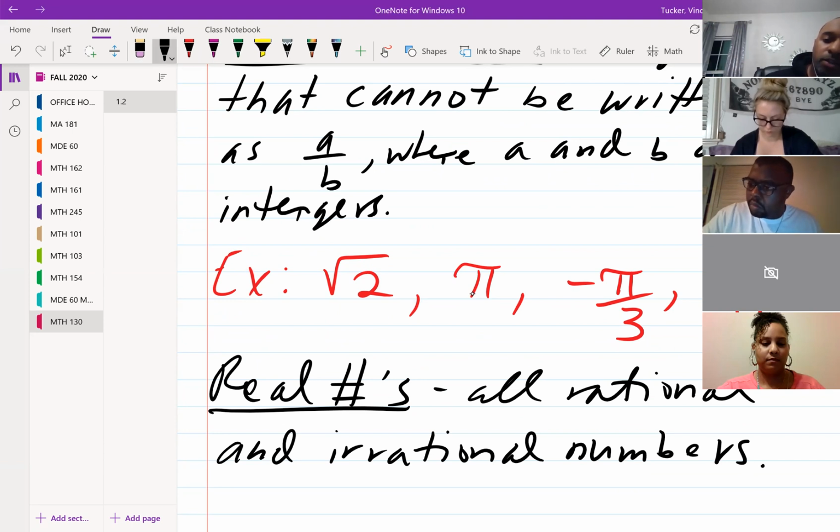And then the last category, real numbers. All the numbers that we've discussed are real numbers, all your rational or irrational.